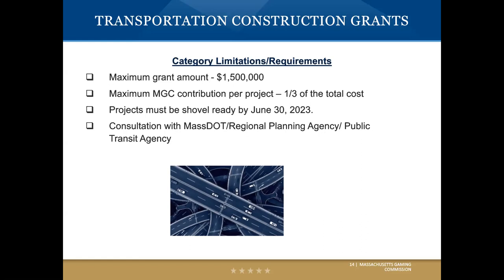Okay, so transportation construction grants, as we talked about before, we've increased the maximum amount to $1.5 million. And the maximum gaming commission contribution per project is 1/3 of the total project cost. So if you had a $4.5 million project, we would pay the $1.5 million. If you had a $3 million project, we'd pay $1 million. So the maximum is 1.5, but for anything smaller than $4.5 million, our contribution would be 1/3 of the cost. And also, these projects need to be shovel ready by the end of June 2023.